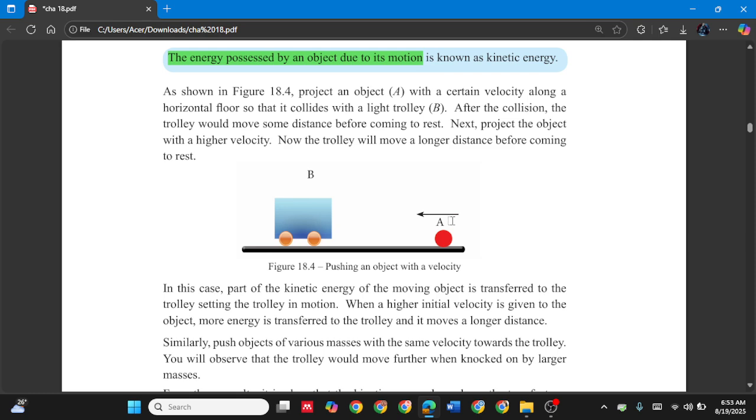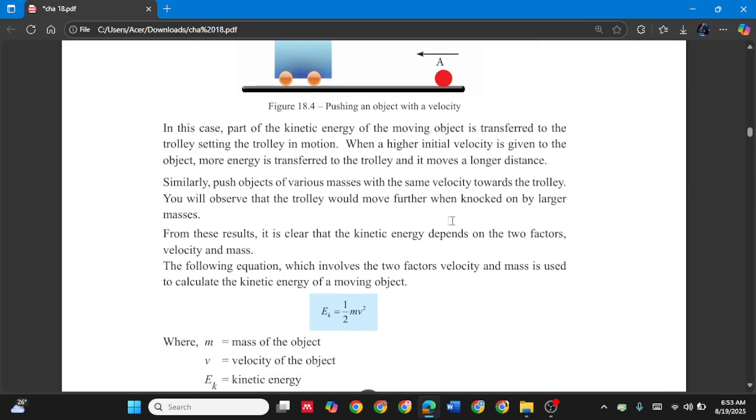Similarly, push objects of various masses with the same velocity towards the trolley. You will observe that the trolley would move further when knocked by larger masses. From these results, it is clear that the kinetic energy depends on two factors, velocity and mass.